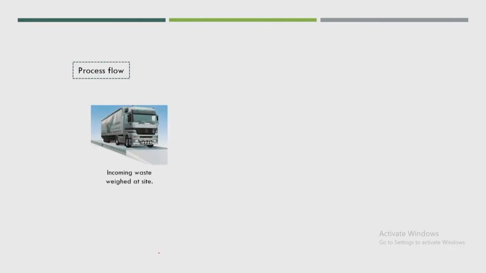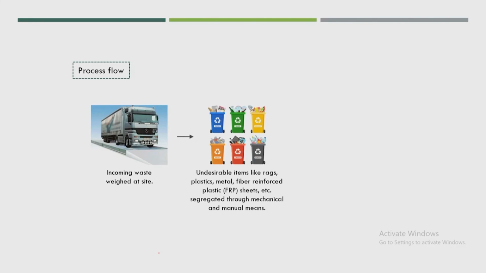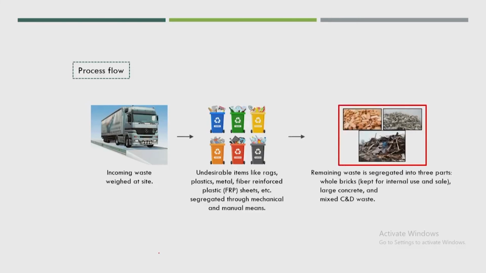So, what was their idea for the process flow? Incoming waste will be weighed first, and undesirable items like rags, plastic, metal, and fiber are segregated by mechanical and manual means. Whatever waste remains is again segregated into 3 parts: whole brick, large concrete, and mixed C&D waste. So, you will see here 3 different segregated materials.